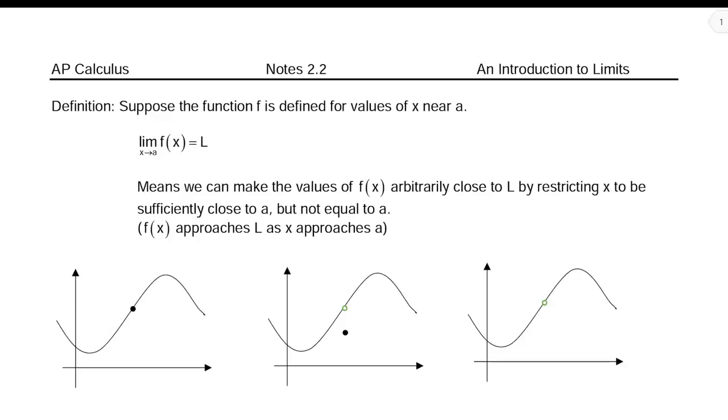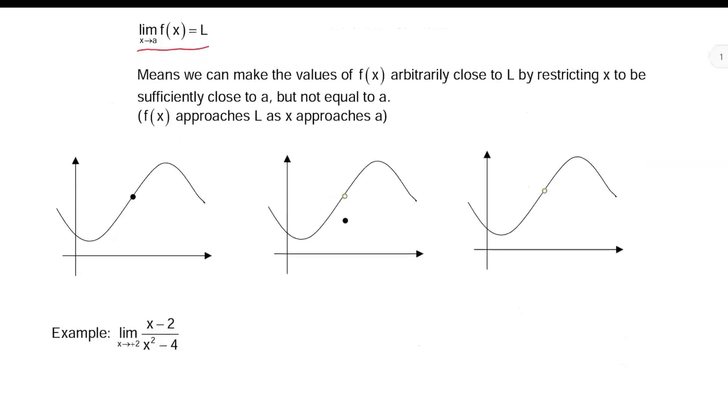Notes 2.2 are about an introduction to limits. Suppose a function f is defined for values of x near a. Then the limit as x approaches a of f of x equals L, some limit, means we can make the values of f arbitrarily close to L by restricting x to be sufficiently close to a, but not equal to a. So we say that f is approaching this limit as x approaches a.